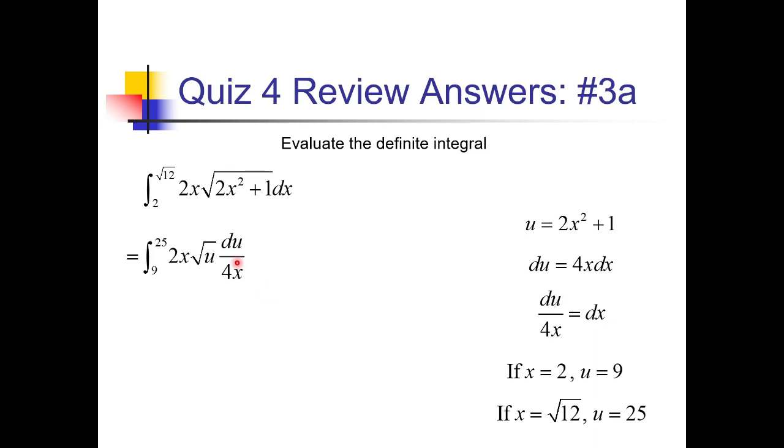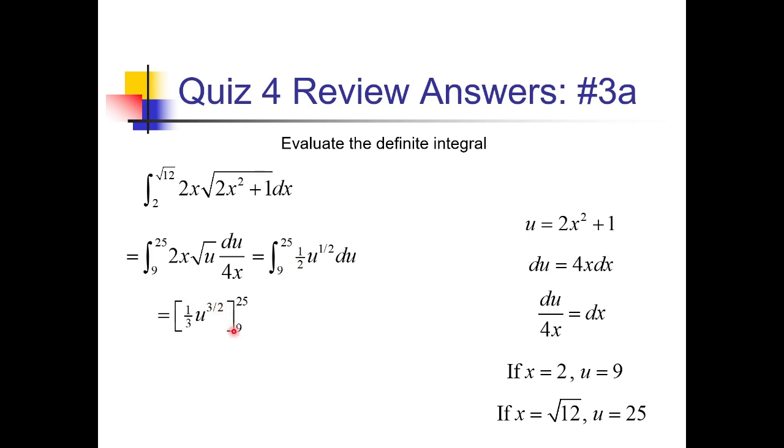Simplifying this a little bit, the 2x and the 4x can reduce to just 1/2, and I'll turn this u into u to the 1/2 just so I can easily do my reverse power rule on that. So if I apply my reverse power rule, this exponent bumps up to 3/2, and I'm multiplying by the reciprocal of my exponent, which is 2/3. So 2/3 times 1/2 is going to be, the 2's cancel, so you have 1/3, and then u to the 3/2. And that's all going to be going from 9 to 25.